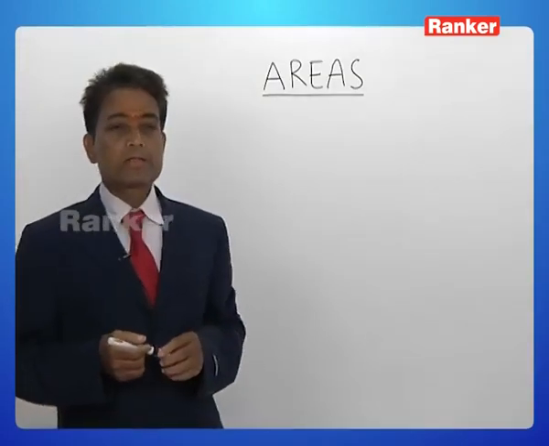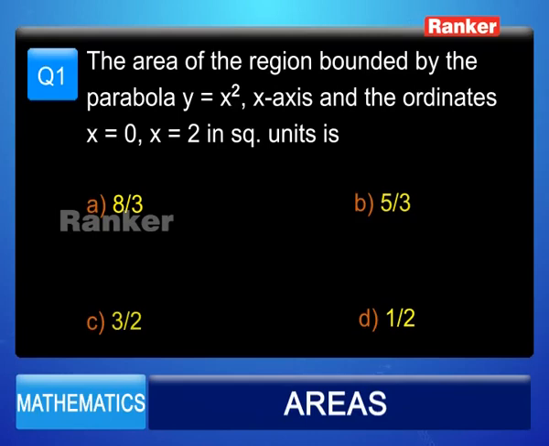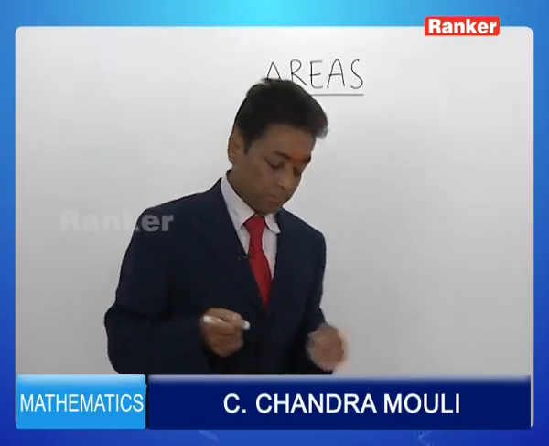Let us do areas. Question number 1. The area of the region bounded by the parabola y is equal to x square and x axis and two ordinates given, x is equal to 0 and x is equal to 2. How many square units? A is given 8 by 3, B is given 5 by 3, C is given 3 by 2, D is given 1 by 2. Now let us find what is the answer.